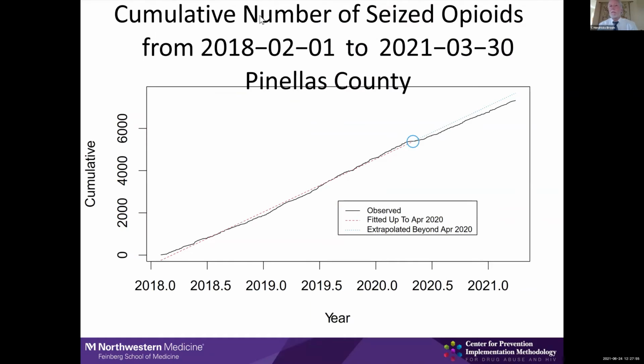And I'm going to run through these relatively quickly. This is cumulative numbers of seized opioids over a period of time from 2018 into 2021. These are from the police. It gives us an indication of what drugs are available. It's not perfect by any means, and it's in Pinellas County. And a straight line says that the number of opioids is about constant over time because this is cumulative. So the straight line indicates that it's about the same over a period of time, and you can see that there's not much difference with the dashed line, which is the extrapolated version, and the solid line, which is what you actually see.